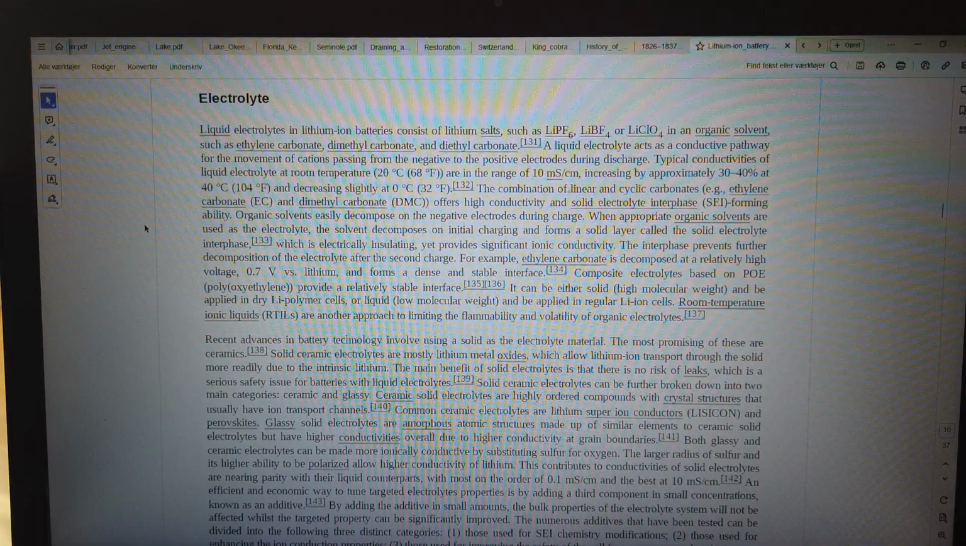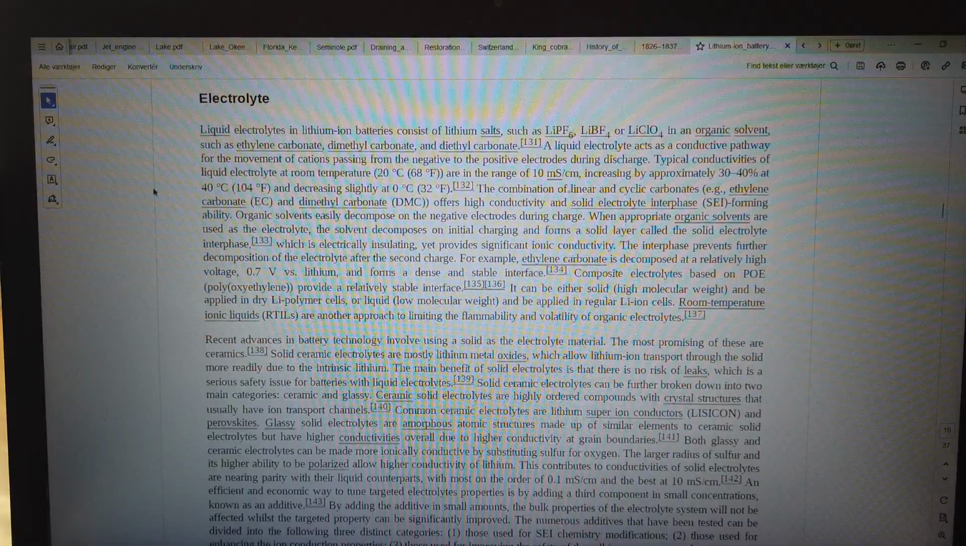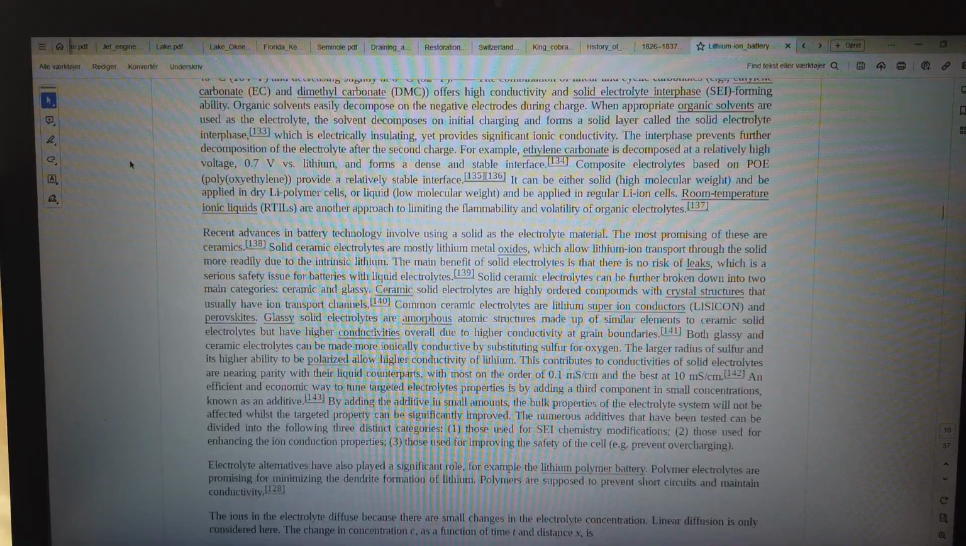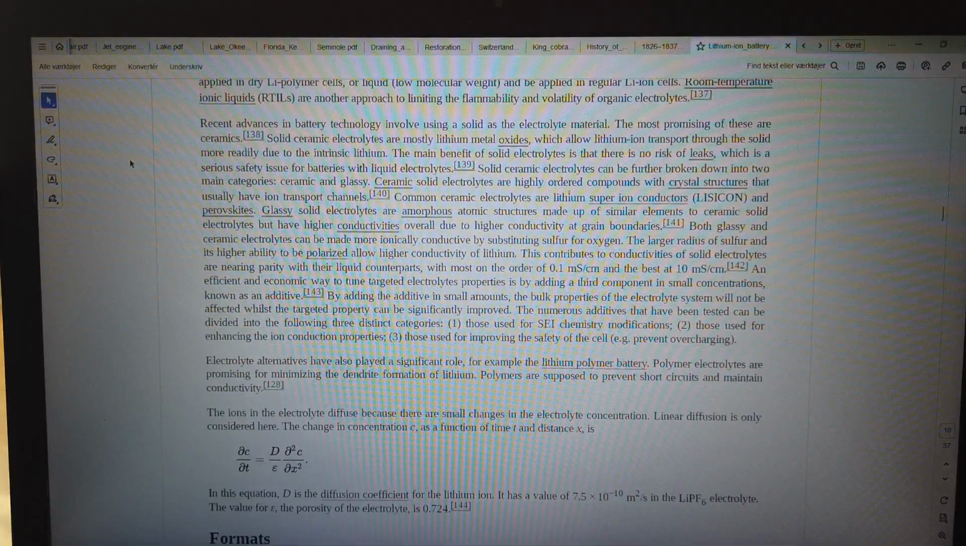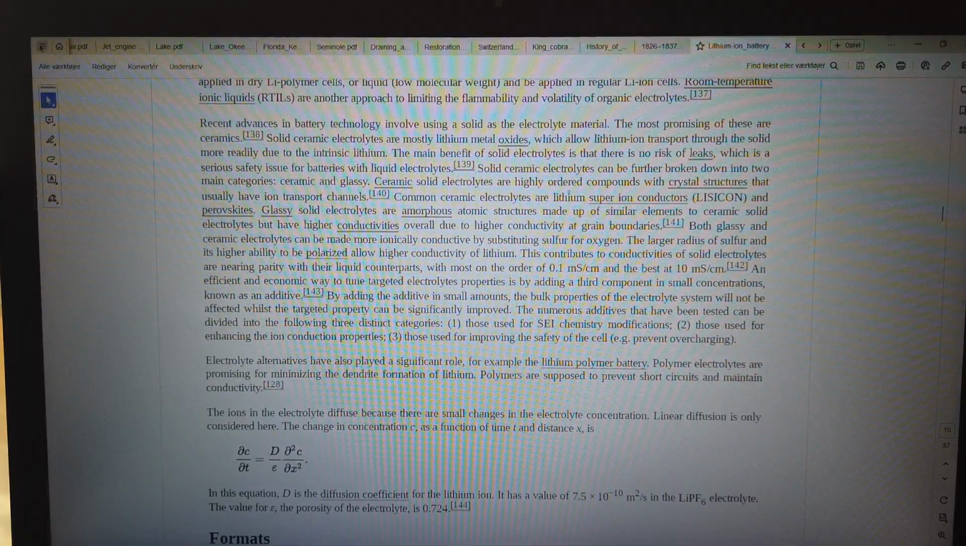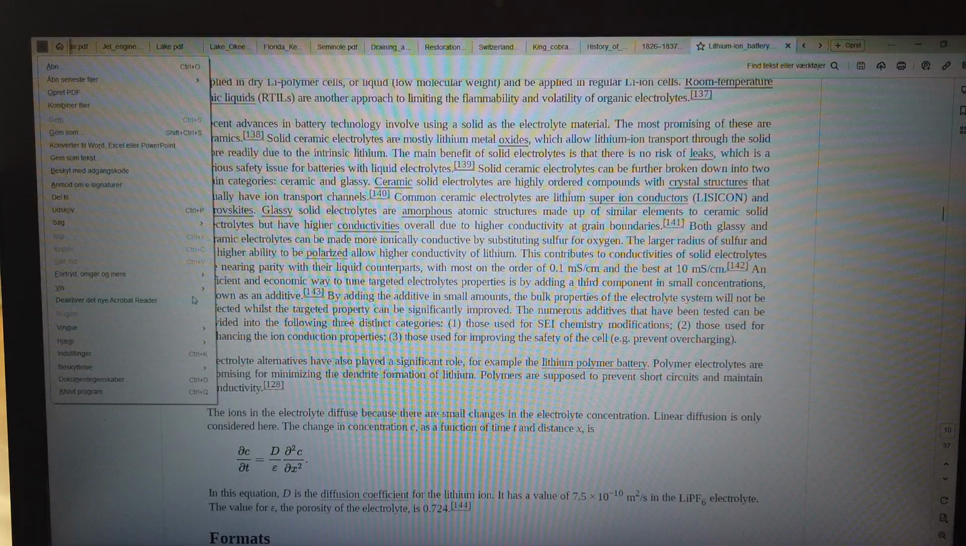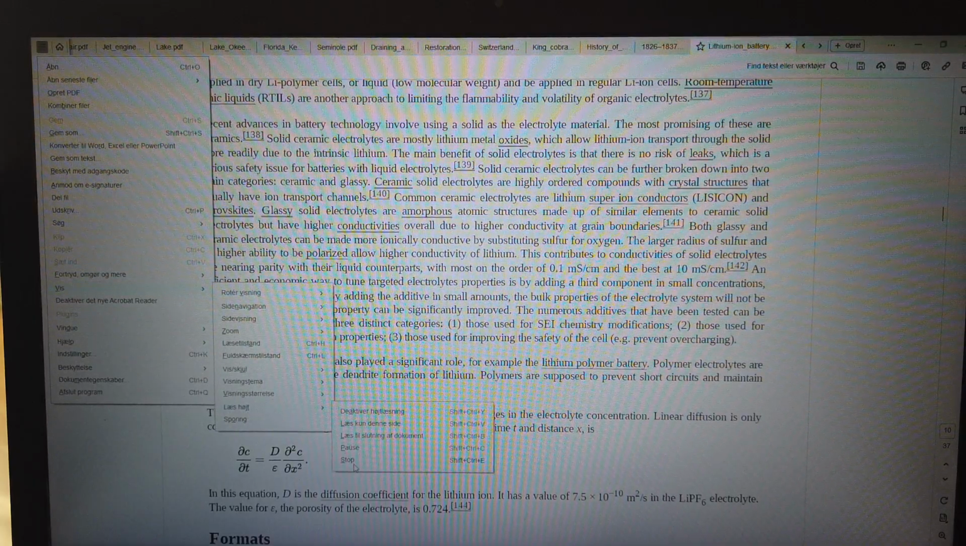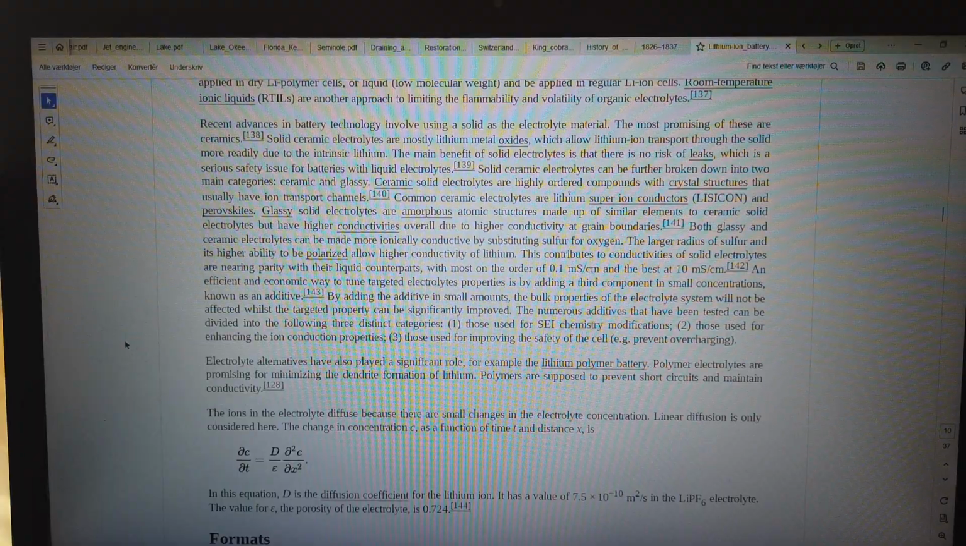137. Recent advances in battery technology involve using a solid as the electrolyte material. The most promising of these are ceramics. 138. Solid ceramic electrolytes are mostly lithium metal oxides, which allow lithium-ion transport through the solid more readily.